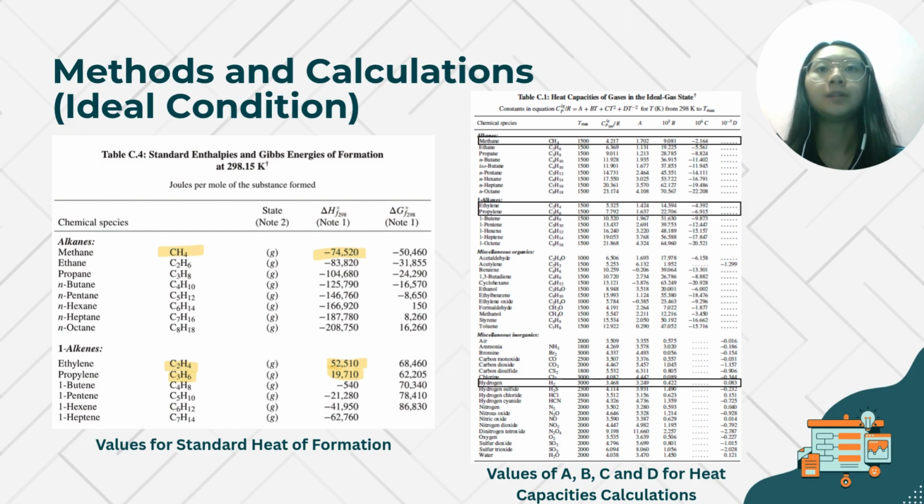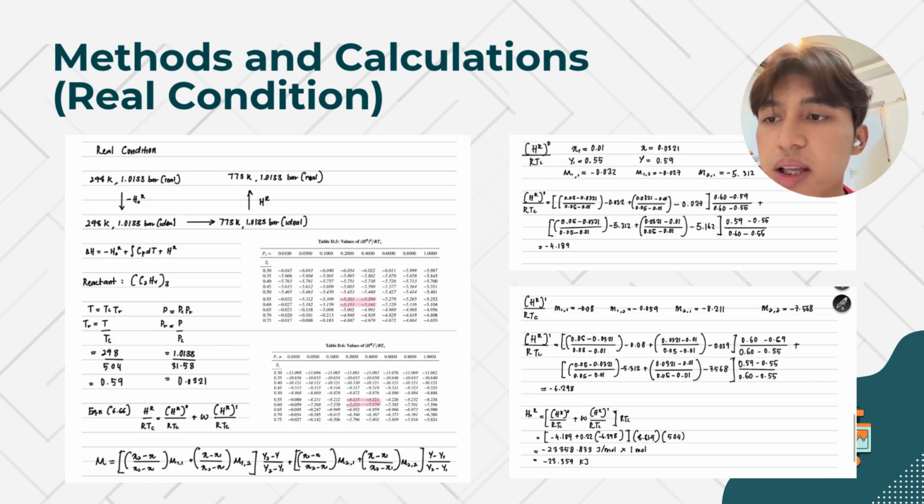This is table C4 which states the values for standard heat of formation and table C1 which states the values of A, B, C, and D for heat capacity calculations for each component. This slide explains the methods and calculation used under real gas condition.